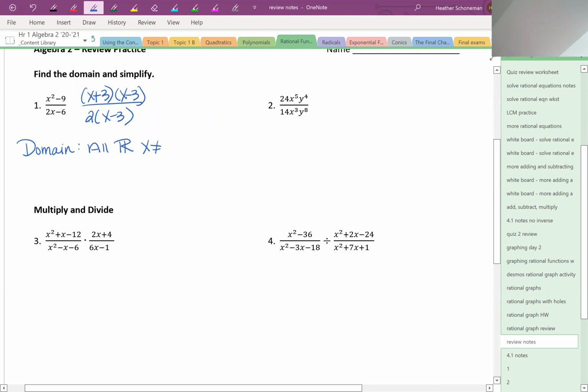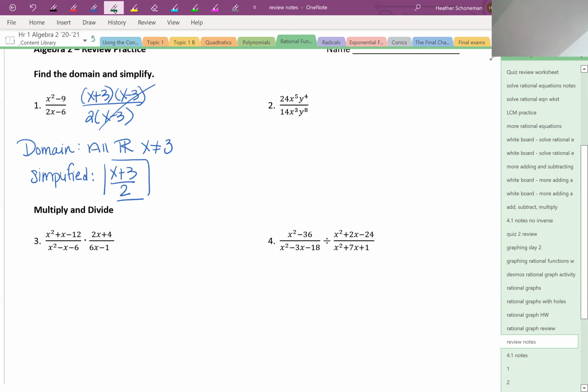We don't care what's happening in the top, just the denominator. So in the bottom, a 2 can't be a 0, but x minus 3 can equal 0 if x is positive 3. And so we say the domain is all real numbers except x cannot equal 3. Now that we've done that, now we can write the simplified version. So the x minus 3's cancel out. So my simplified version is just going to be x plus 3 over 2.